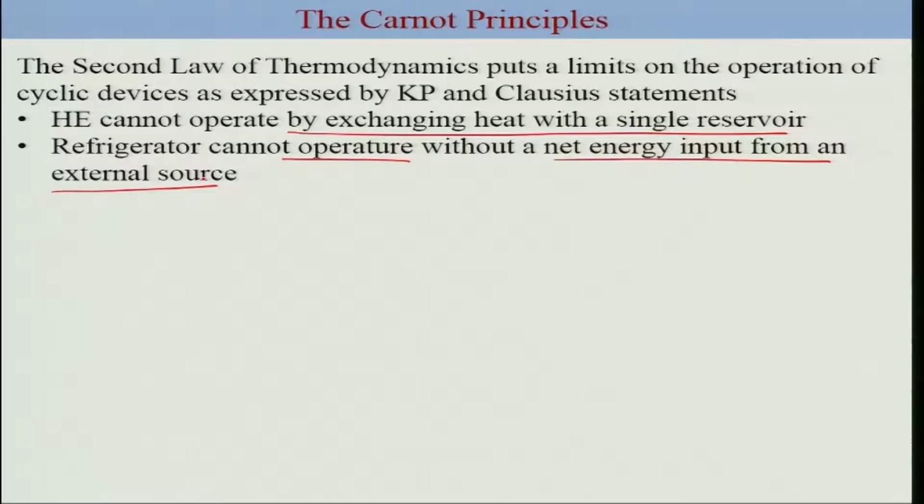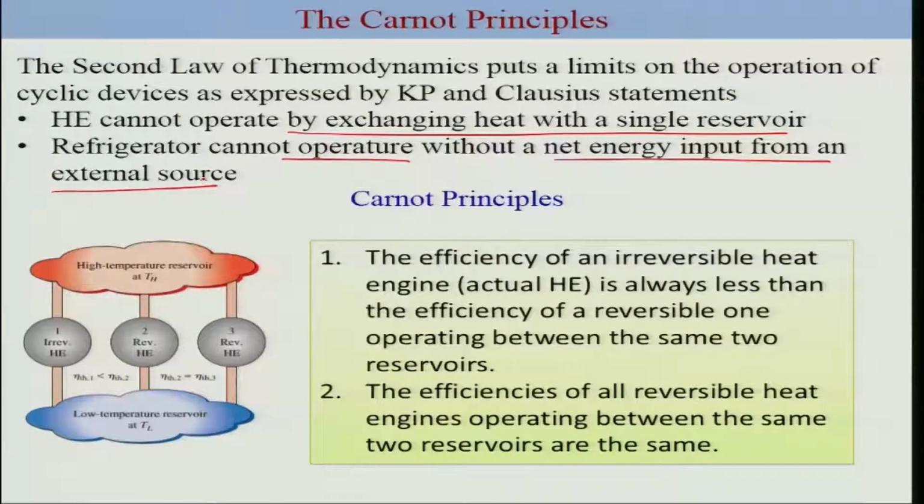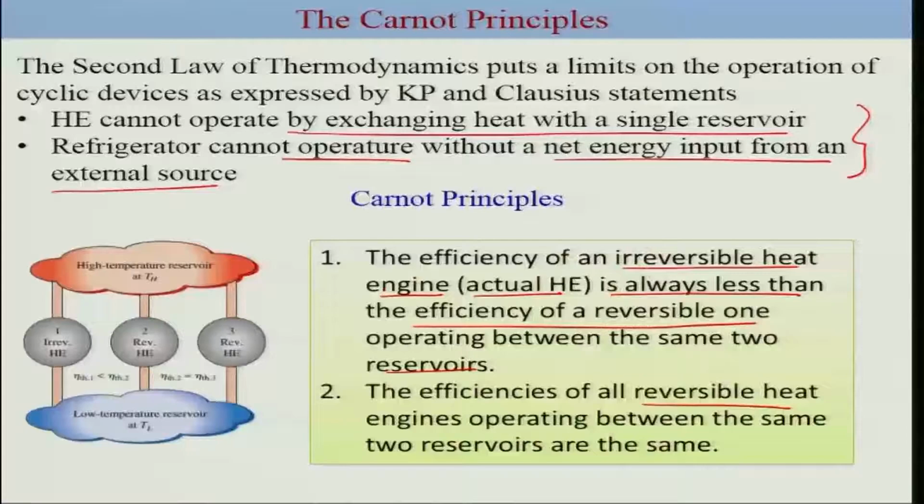Based on these statements we can draw conclusions, and these conclusions can be summarized in the following form, which we are going to state as the Carnot principles. The efficiency of an irreversible heat engine, which would be the actual heat engine, is always less than the efficiency of a reversible one operating between the same two reservoirs. That's the first conclusion based on the Kelvin-Planck and Clausius statements. And the efficiency of all reversible heat engines operating between the same two reservoirs is the same. These are the principles we are going to call the Carnot principles.